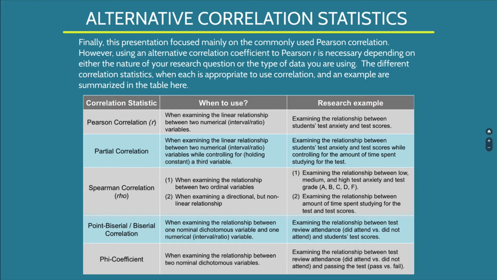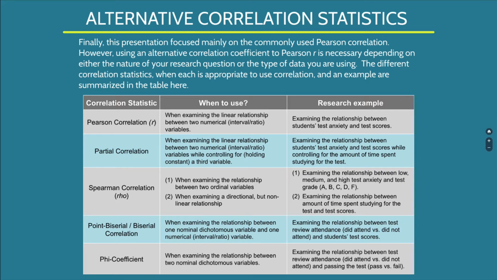In this case, it may be that students' test anxiety is a result of not being prepared enough for the test. So in order to control for this additional factor, we might measure the amount of time students spent studying for the test and include this as a controlling variable, or a constant, to see if the relationship is still present.